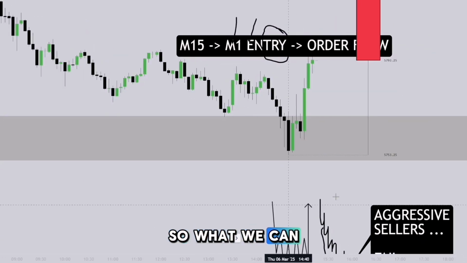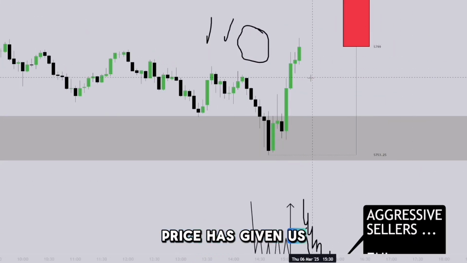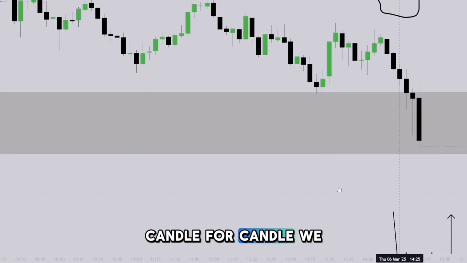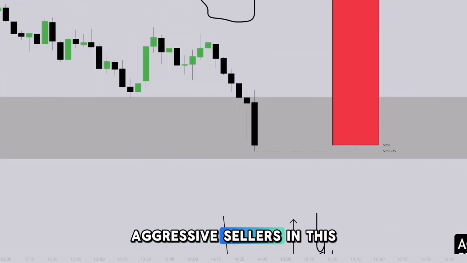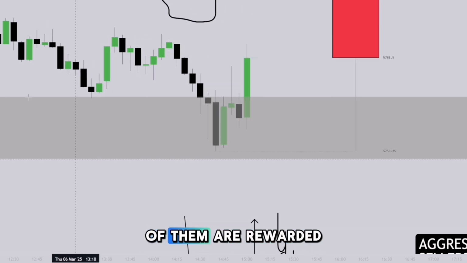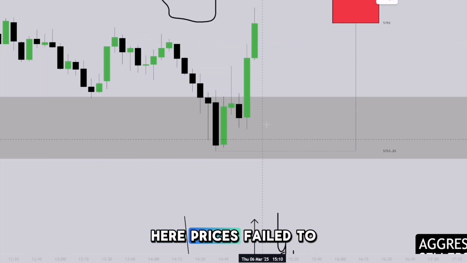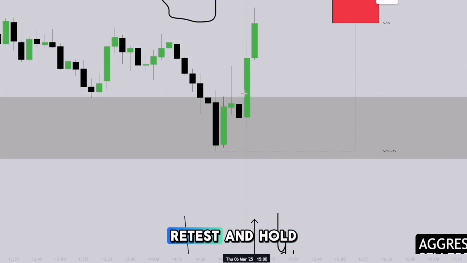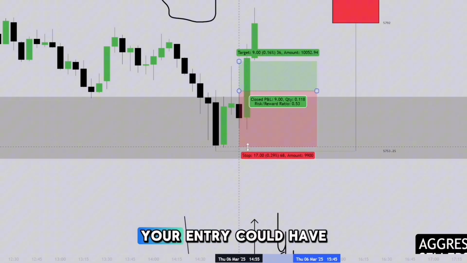So what we can see is price has given us our overall entry model. When we break this down candle for candle, we saw a lot of aggressive sellers in this region. But of course, none of them were rewarded, right? So we can see here price has failed to break this level. We've seen price break, retest, and hold. So this is where your entry could have been.